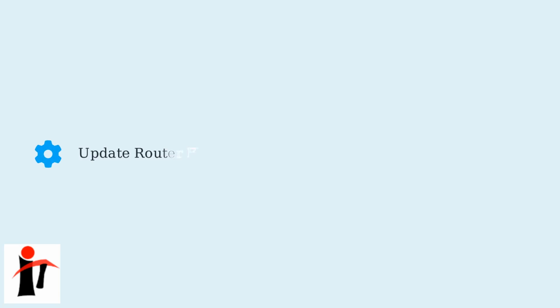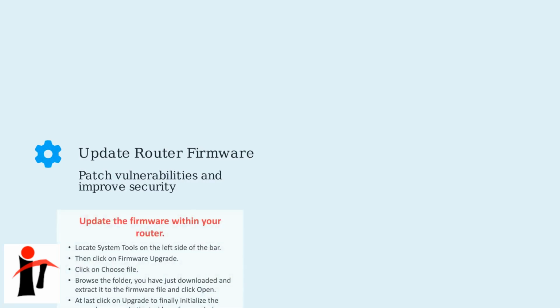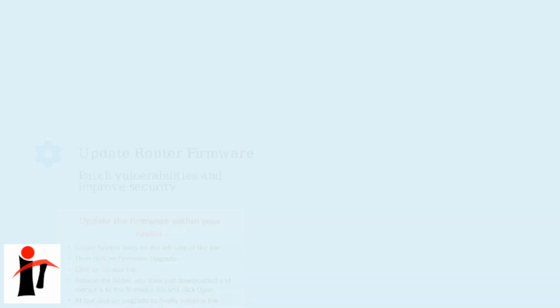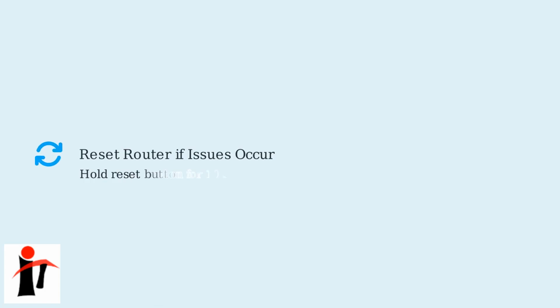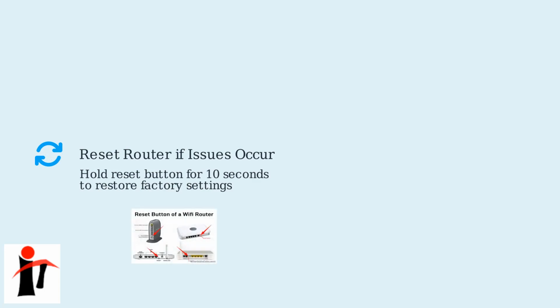Regularly update your router's firmware to patch security vulnerabilities and improve performance. Firmware updates fix known issues and add new features to keep your router secure. If you encounter login issues, try resetting the router by holding the reset button for 10 seconds. This restores the router to factory settings, allowing you to set it up again from scratch.